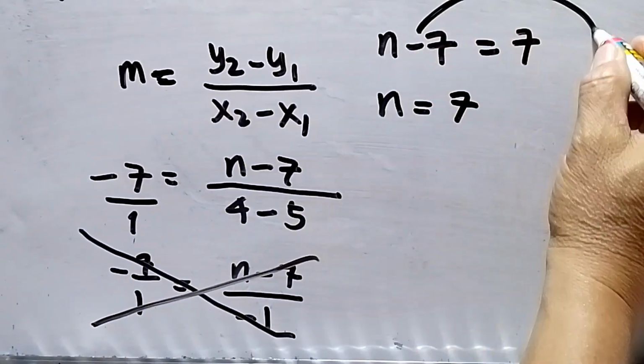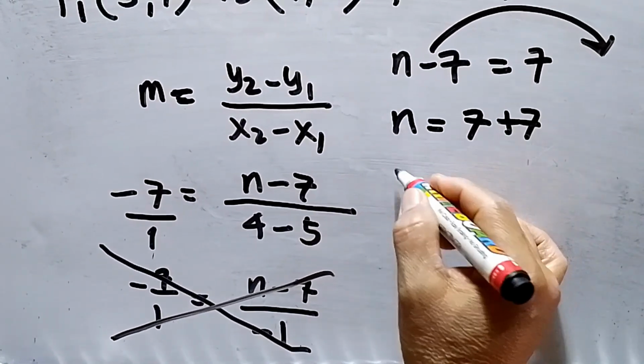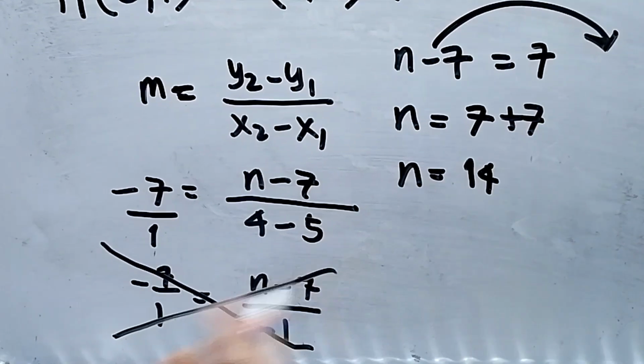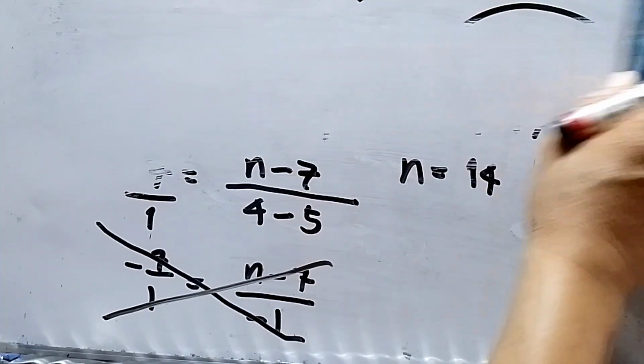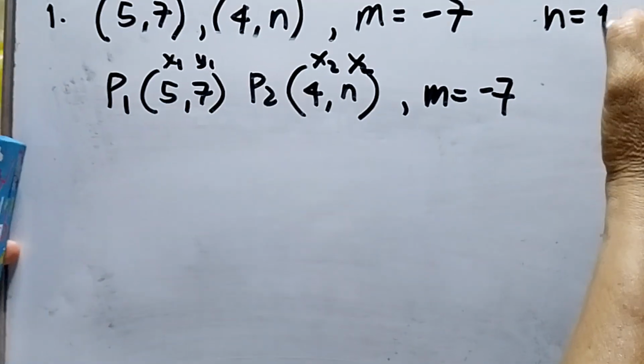7, this will be transposed at the right, so this will be plus. So n equals 14. So I have now the value of n, which is 14. N is equal to 14.